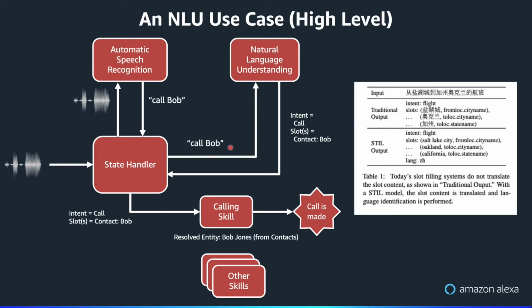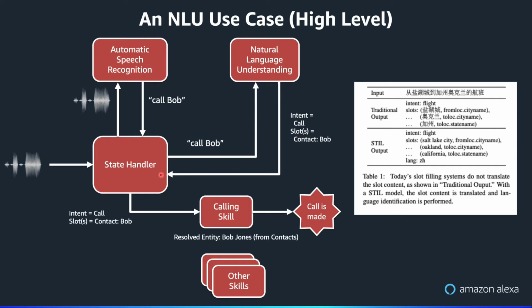That text would then feed to natural language understanding, whose job is to determine the intent and the slots and perhaps a few other things from that text. So in this case, the intent would be to make a call, and the slot would be, it would determine that Bob is a contact of some type.